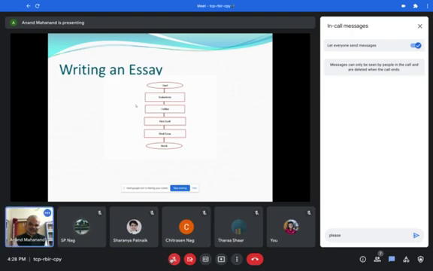Anybody else wants to read out voluntarily? Chitrasen, do you want to read out? Yeah, Chitrasen should do it. He might have done a good job. I'm sure. Yes, Chitrasen, please unmute yourself. Go ahead.